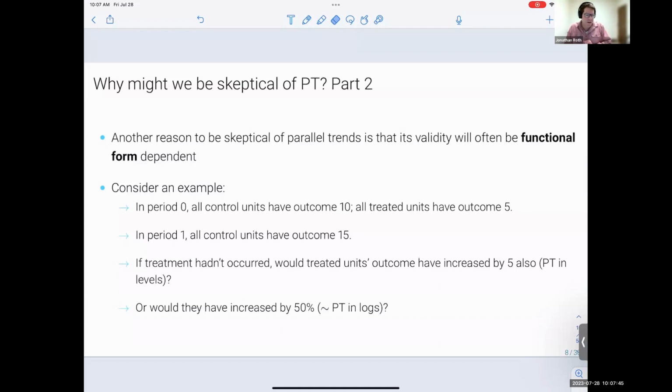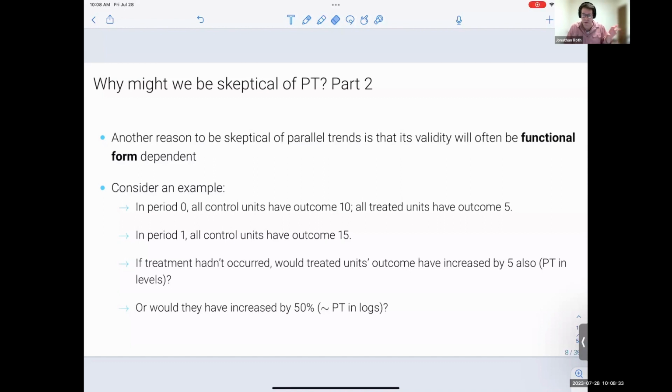But you might also say, well, the control group went from 10 to 15. That was an increase of 50%. The treated units started at 5, so if they had an increase of 50%, they would go from 5 to 7.5. So you can see that these two things lead to a bit of a tension, right? If we assume parallel trends in levels, the treated group would increase by 5, going from 5 to 10. But if we did parallel trends in logs, we would roughly say that the treated group should go up by 50%, from 5 to 7.5. So depending on whether we assume parallel trends in levels versus logs, we get something different in terms of how we infer the counterfactual outcome for the treatment.